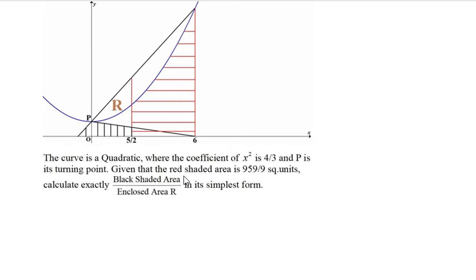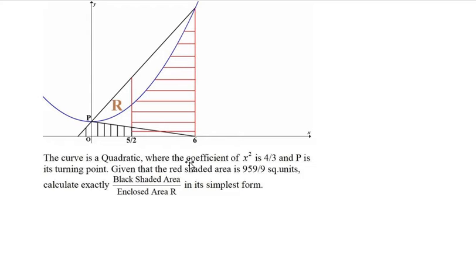Given that the red shaded area is 959 over 9 square units, calculate exactly the black shaded area over the enclosed area R, in its simplest form. So I will show the technique for how to answer the question.